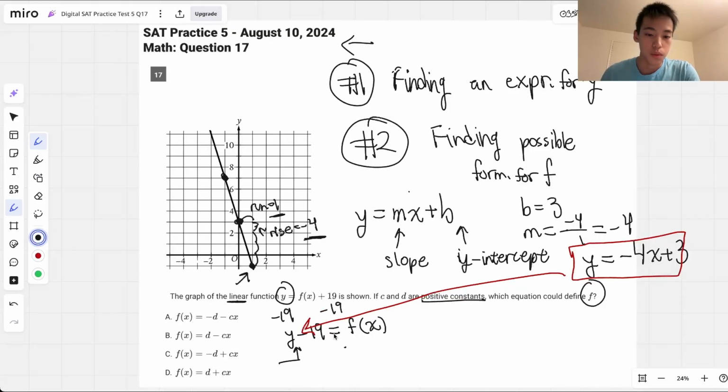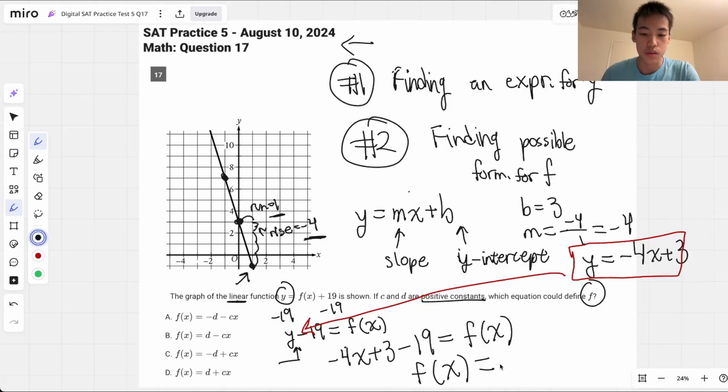So substituting that back, we get y. Well, we can just substitute the whole expression. We're going to do -4x plus 3 minus 19 equals f of x. And now we get f of x equals -4x minus 16. So now we have an equation for f, but we don't have an answer choice that says -4x minus 16.